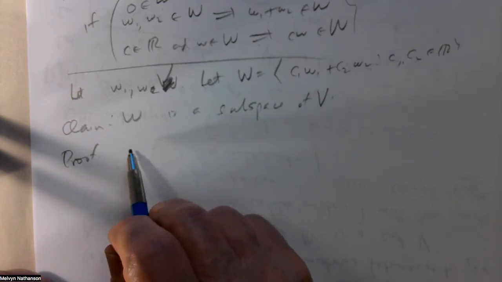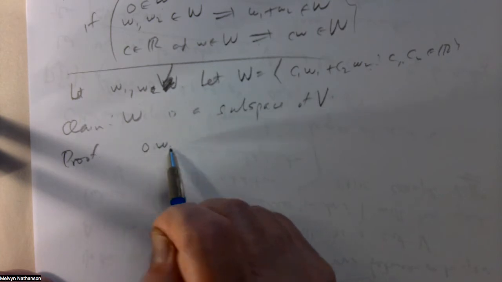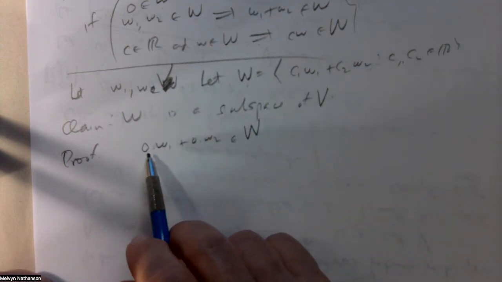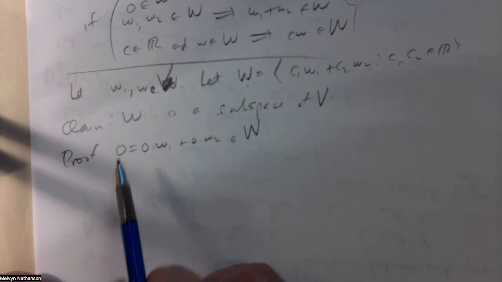And how do I prove that? Well, first of all, 0 is a scalar. So if I take 0 times W1 plus 0 times W2, that's in W. But multiplying any vector by the number 0 is the zero vector. And adding the zero vector to itself is the zero vector. So the zero vector is in W. So that first condition is satisfied.